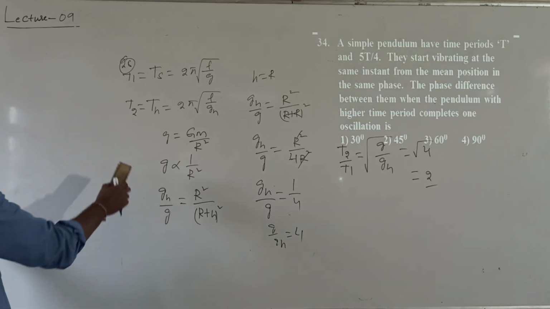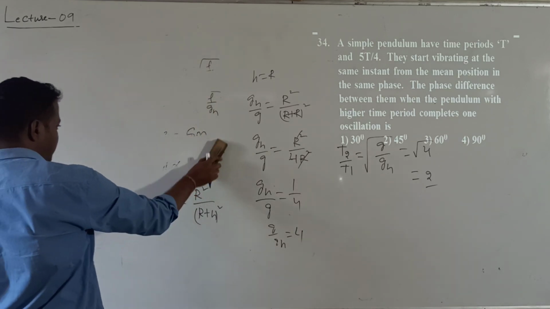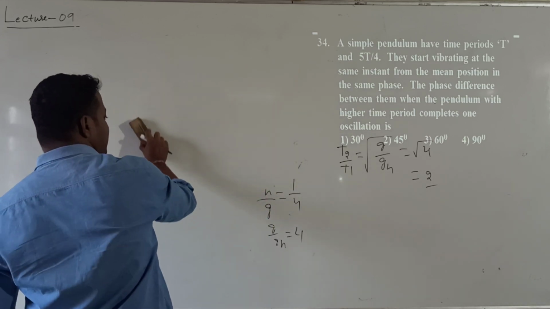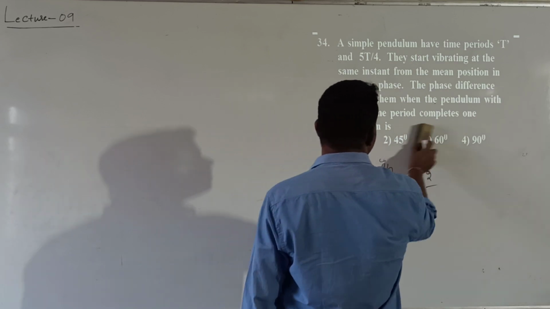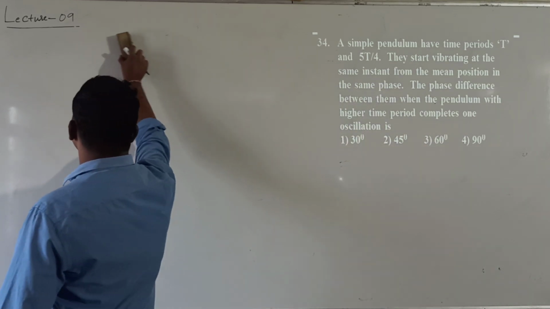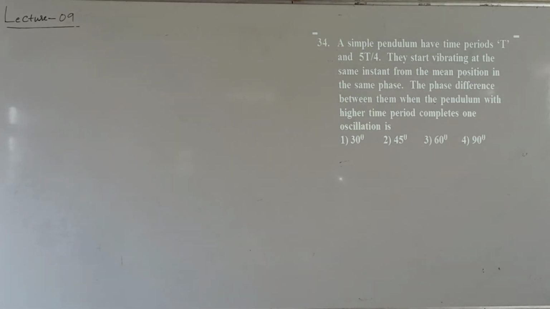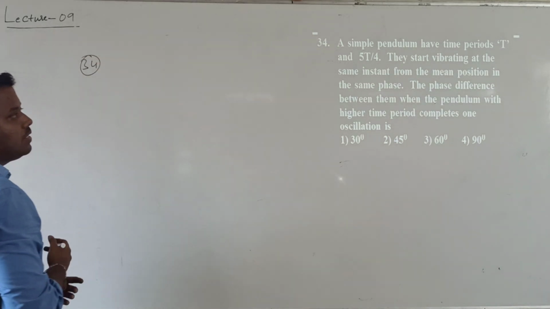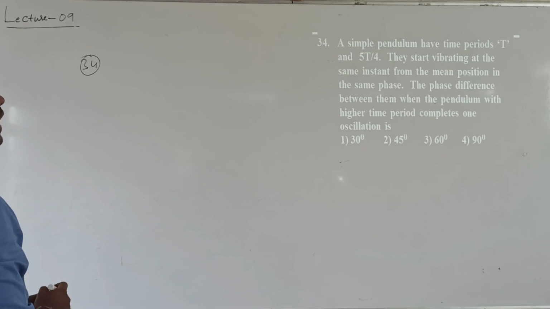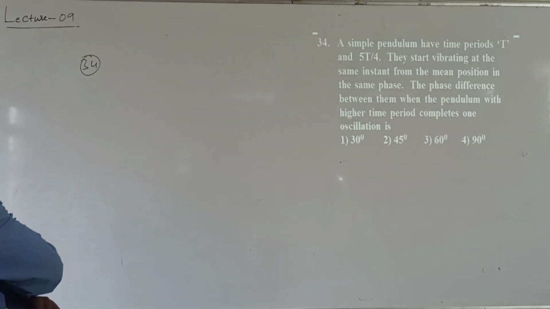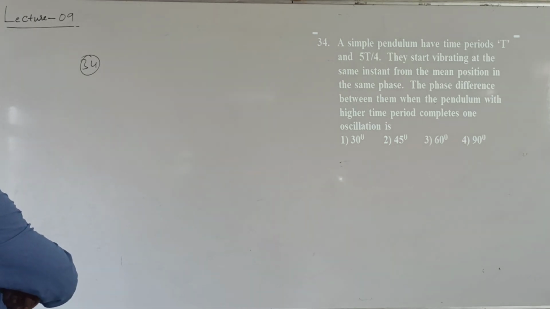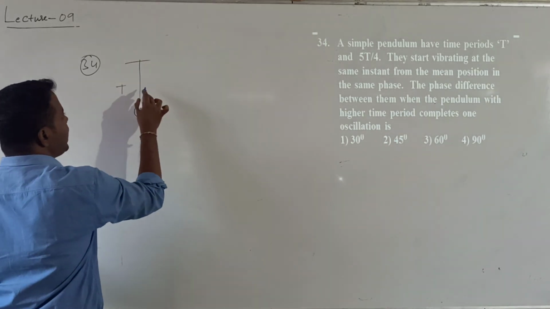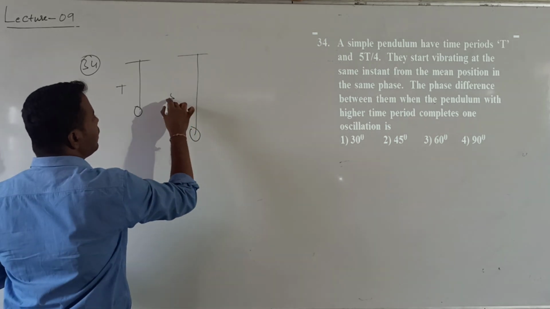Next, question number 34. Question number 30 we already discussed in circular motion. So tension is the same, maximum at the lower end. That's why I skipped that. Question number 34. In this question number 34, an important model they have given is a simple pendulum having a time period t and 5t by 4. They start vibrating at the same instant from the mean position in the same phase. There are two pendulums. One pendulum has time period t and the other pendulum has a time period of 5 into t by 4.